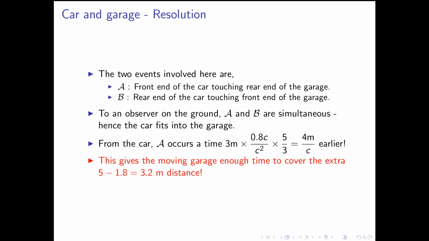So the question is now, does the car fit inside the garage or not? The answer is, it fits inside the garage from the point of view of somebody on the ground. It does not fit inside the garage from the point of view of somebody on the car. And there is no contradiction between these two statements, because the fact that fitting inside the garage is an absolute statement presupposes the notion that simultaneity is absolute, and we have just learned that in relativity simultaneity is not absolute.